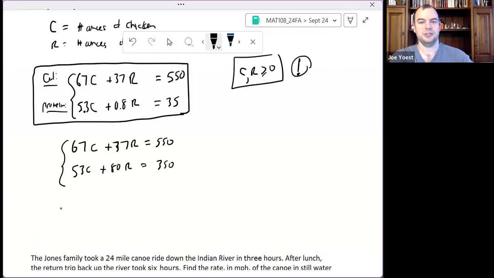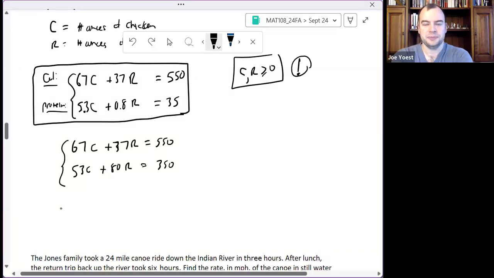Let's say I want the C's to cancel out. Well, I need to multiply equation 1 by like negative 53 in all the terms, and equation 2 by 67 on all the terms. And then I have negative 53 times 67 times C and positive 53 times 67 times C. They would cancel out, but those are really annoying numbers to multiply by. I'm going to end up with really big numbers at the end. I think maybe I'll just bite the bullet and do substitution here.